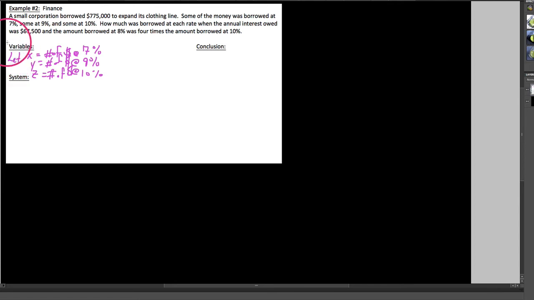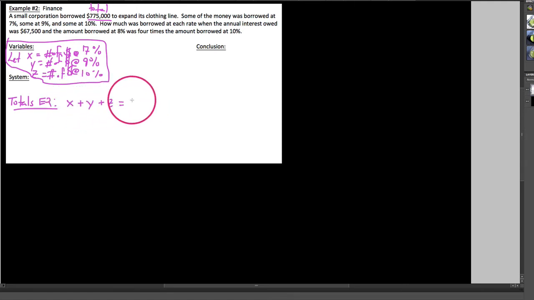So first things first, if we've defined our variables, then the next thing we want to do is set up some equations, probably three equations here since we have three unknowns, that represent the relationships we see up here. So in terms of totals, do we see any numbers up here that would represent a total amount of dollars, where the small corporation borrowed $775,000. That is the total number right here. So let's write a totals equation: the total of the three amounts would be x plus y plus z, and it comes out to be 775 with three zeros after it. Don't write the comma, it'll just confuse you.